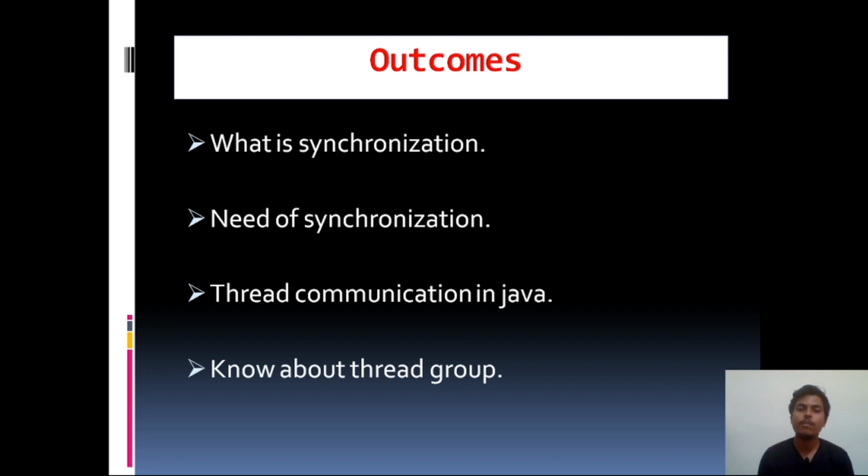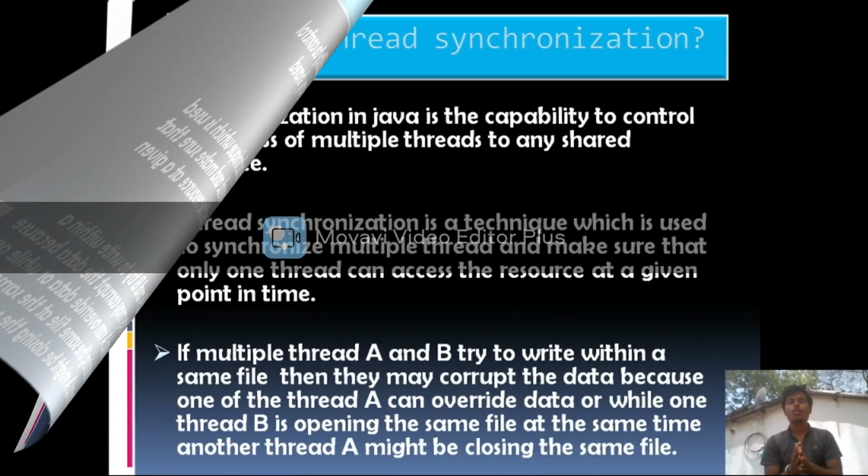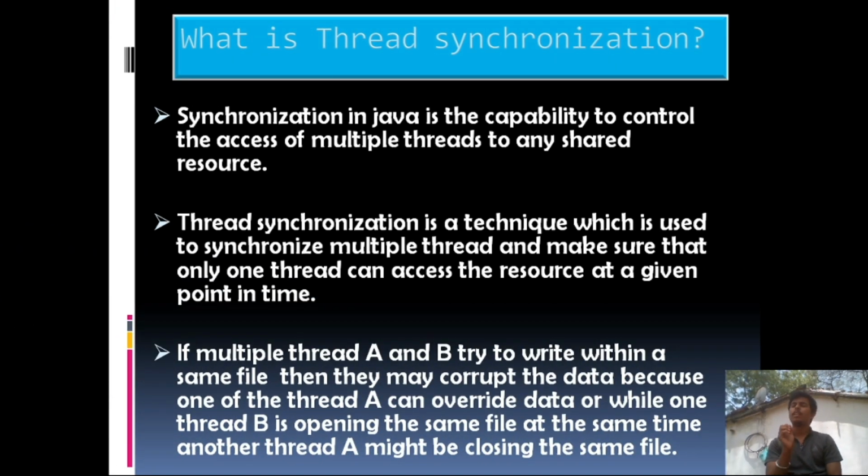So first of all, let's start with the outcomes. At the end of the video, the learner will be able to know what is synchronization, what is the need of synchronization, what is thread communication, why we need thread communication, and at the last, we will know what is thread group. So let's start. So guys, first of all, the question that arises in my mind is what is synchronization.